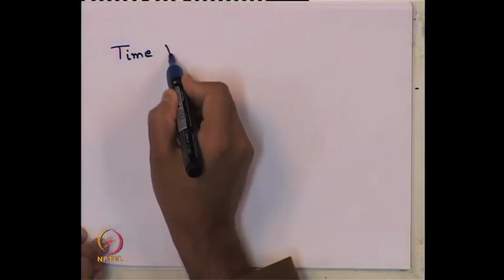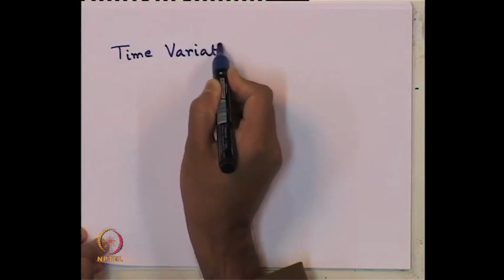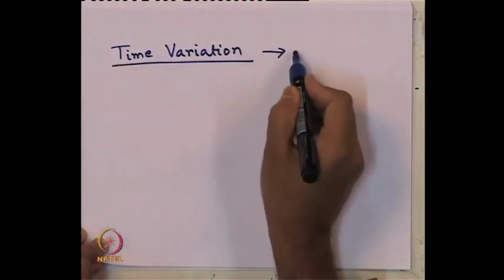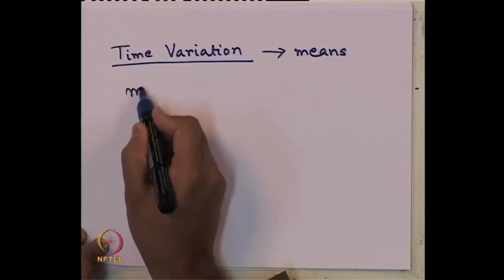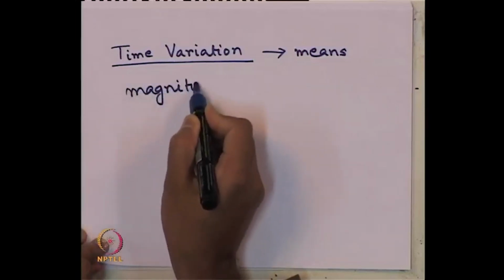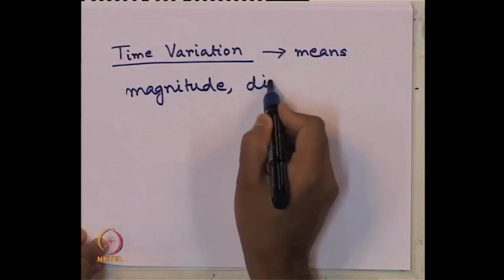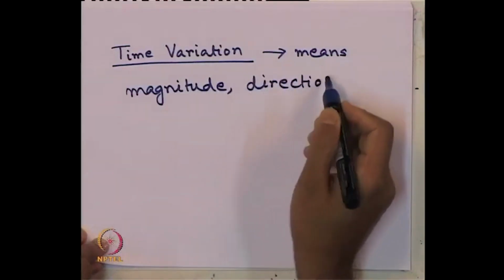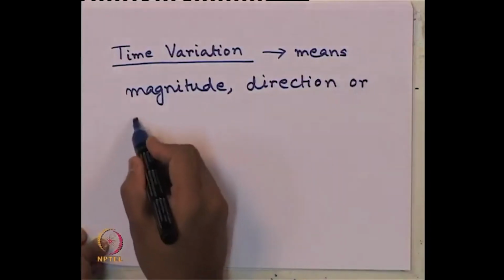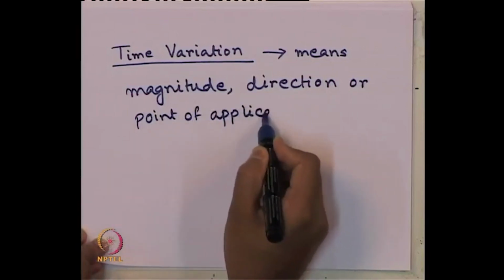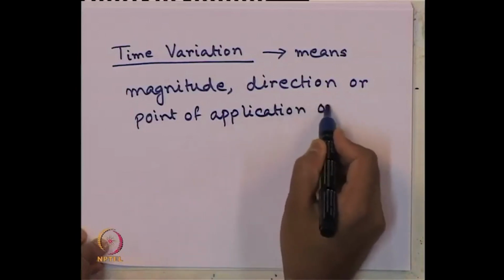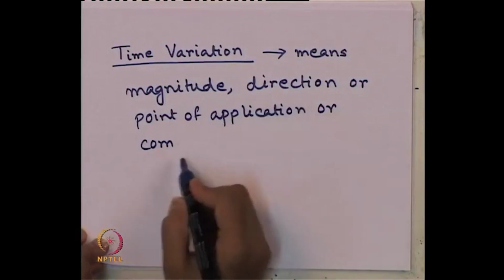how this variation of time is meant. Time variation means it varies in magnitude, direction, or point of application, or a combination of any of these three parameters.